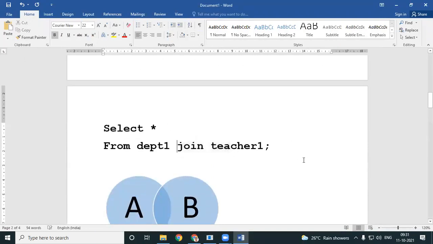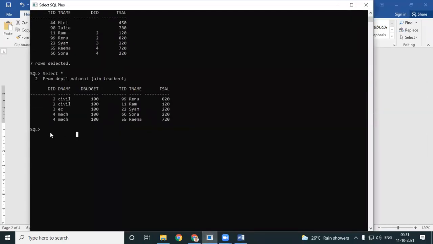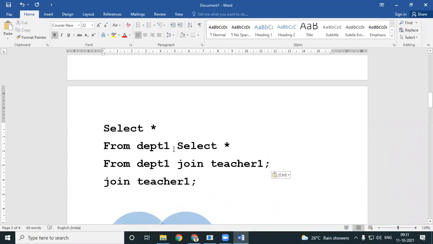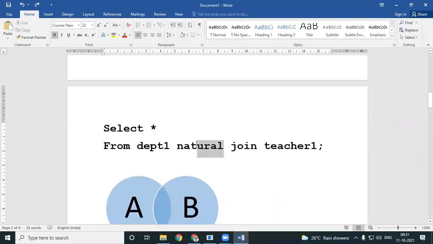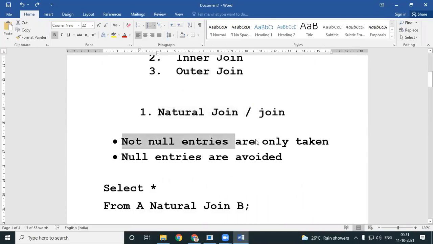Instead of writing a natural join, you can simply write join. Let's see. We'll come this side. Okay, natural. They're telling that you should be having natural. So you will also do it with natural. Don't avoid that join. Have that keyword called natural. In some versions of SQL, you need not write the word natural. Join directly will work. Okay, so this is how a natural join will work. The not null entries are only taken. The null entries are avoided.